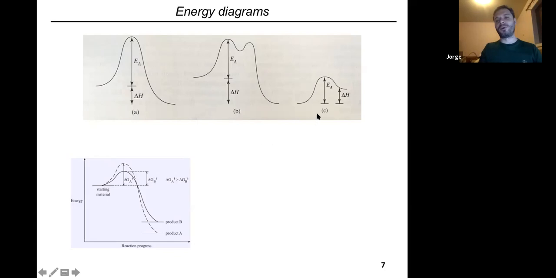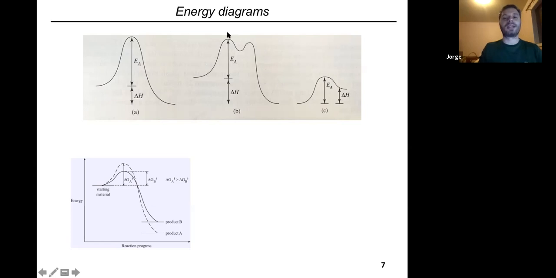Let's move on all the way to diagram C. In this case, the energy of the products is higher than the energy of the reagents. Therefore, this is a non-spontaneous reaction. However, the energy of activation is pretty small, so that should be a fast reaction. Okay, so therefore, in case C, we have a non-spontaneous and fast reaction.